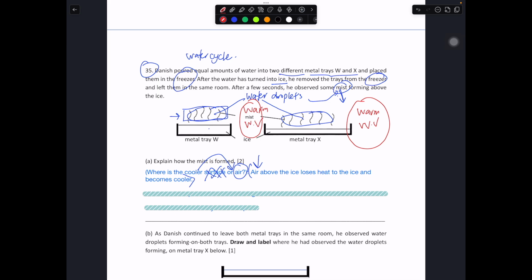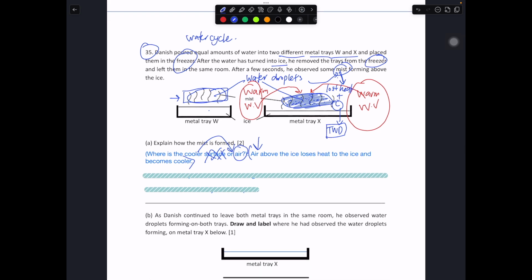So how the mist forms is the warm water vapor came into contact with this cooler air, this cooler parcel of air. Let me just draw it. Cooler parcel of air. It starts to lose heat, then it starts to condense, becoming your tiny water droplets, TWD. Tiny water droplets, which remain suspended in the air because they are very light. So they remain suspended in the air.